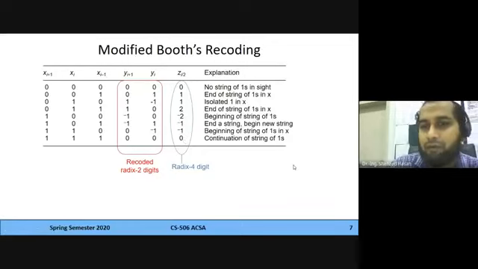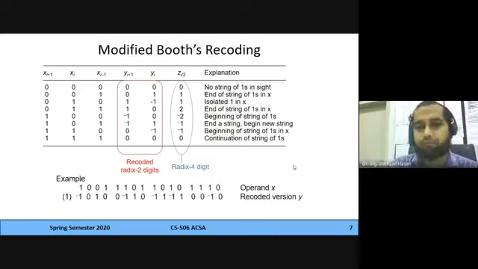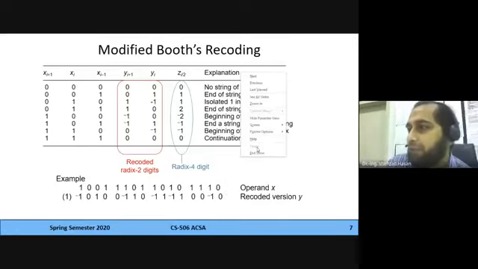So let's try to do one example here. Now we have to recode it. Let's try to recode it. This is the recoded version of y's, but we are interested in recoding this operand x into z's, right? So we have a 1 and a 0. Okay, so we have got a 1 and a 0, and this is our first one, so we have to add an additional 0 over here.